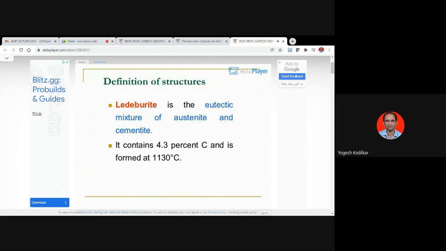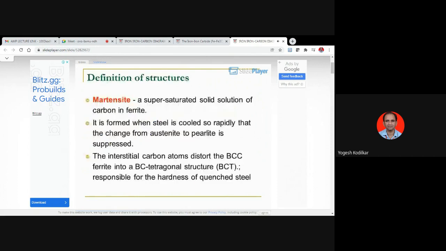Ledeburite is the eutectic mixture of austenite and cementite. It contains 4.3% C and is formed at 1130 degrees Celsius. Definition of structures.